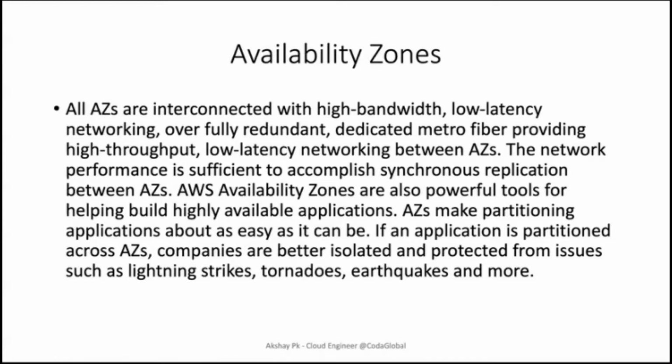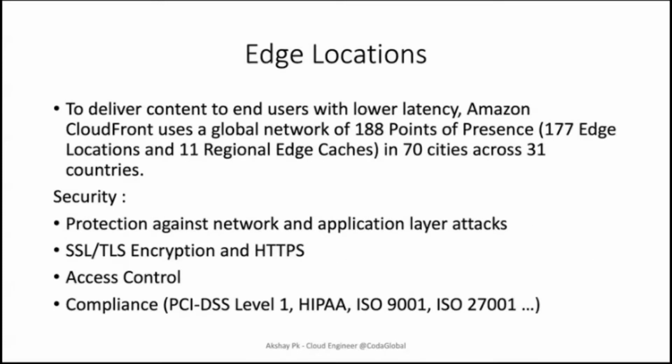And again, if an application is architected to be deployed across multiple availability zones, you are protecting yourself from lightning strikes, tornadoes, or earthquakes that might affect an availability zone. Regarding the edge locations, we now have 216 points of presence.